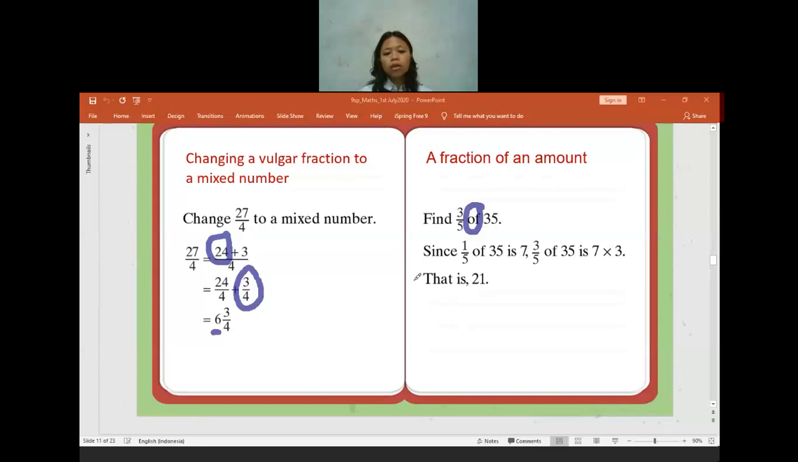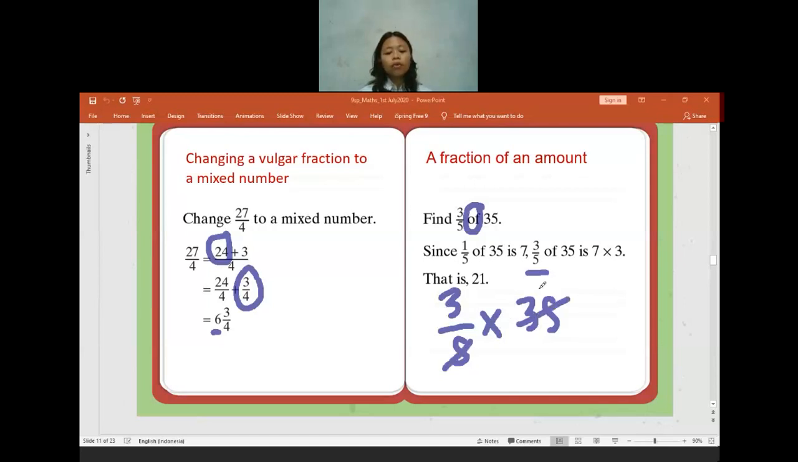Oops, sorry, my pencil is gone. 3 per 5, and then we multiply it by 35. We can do canceling actually. The 5 and 35 we can cancel out. 35 divided by 5 equals 7. And then we just multiply 3 times 7, which equals 21.